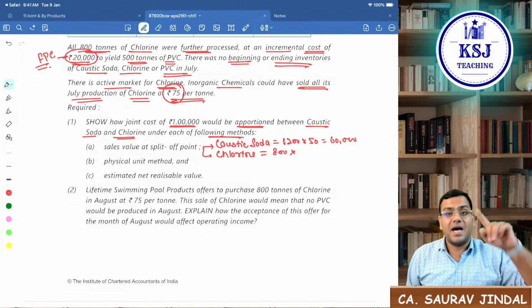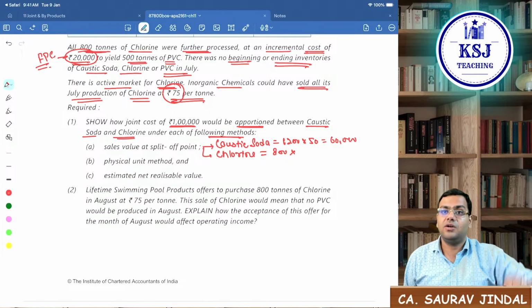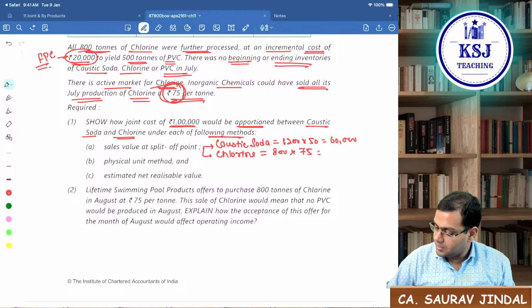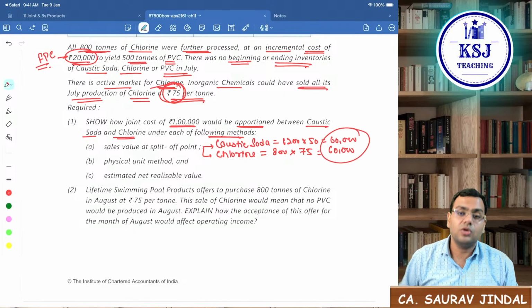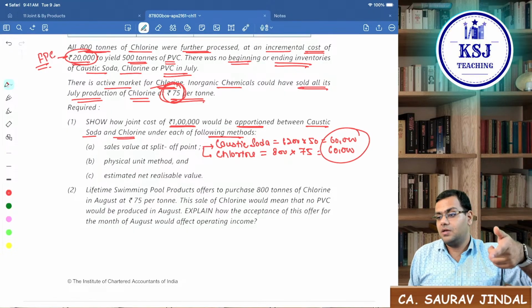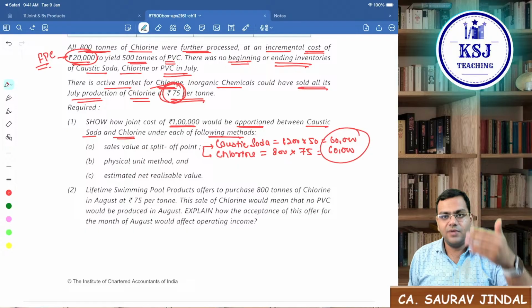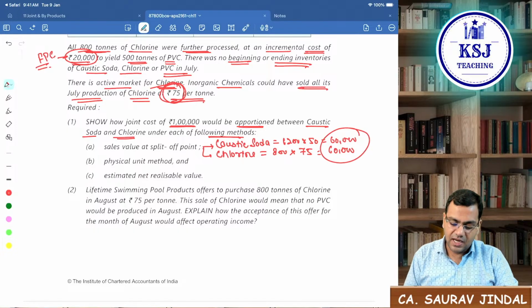And if you go to the market to sell the chlorine itself at the split off point, what is the price per unit that you would have fetched? The price per unit that you would have fetched is 75 rupees. So 800 into 75, so what you are getting is 60,000. So in this ratio, now you will distribute your cost. The joint cost of 1 lakh will be distributed in the ratio of sales value at split off point, that is in the ratio of 1:1. So the joint cost will be 50,000 for caustic soda and 50,000 for chlorine. Is this clear? Right, so this is sales value at split off point.